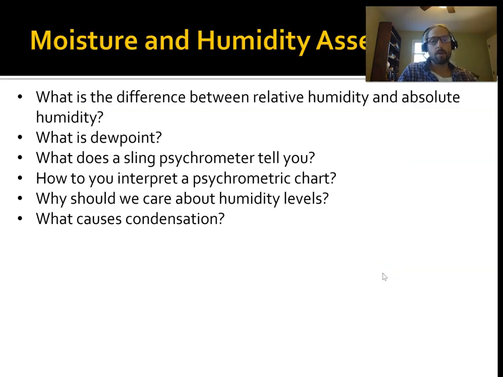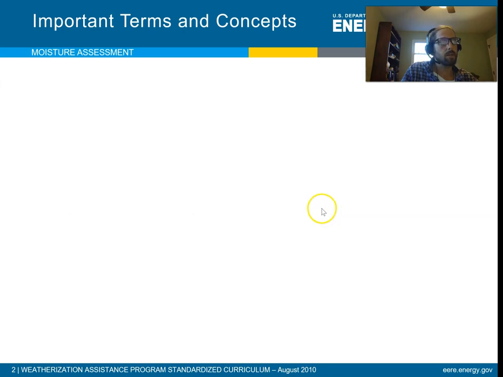Anyway, this lesson's on moisture and humidity assessment. I'm going to do some summary presentation of some of the content from this week. Focus on the difference between relative and absolute humidity. Talk about dew point. Discuss what a sling psychrometer tells you and how you can use it, and then how you interpret a psychrometric chart, and then also sort of give you some context. Why do we care about this, and also what causes condensation. Alright, so let's get this started.